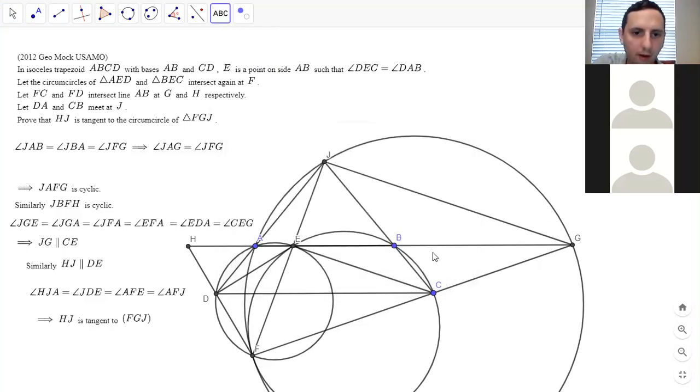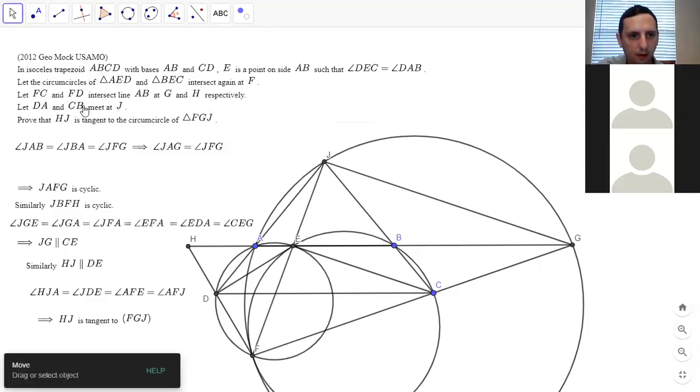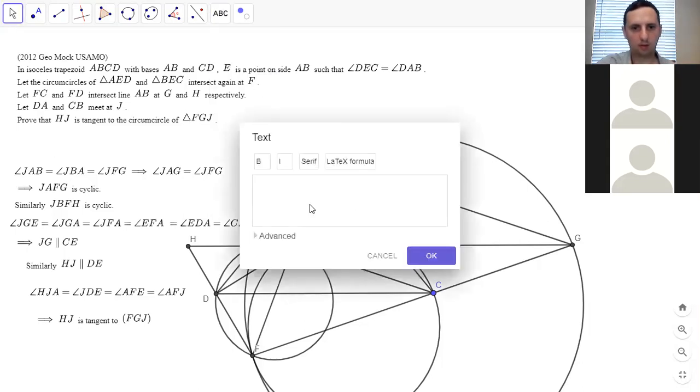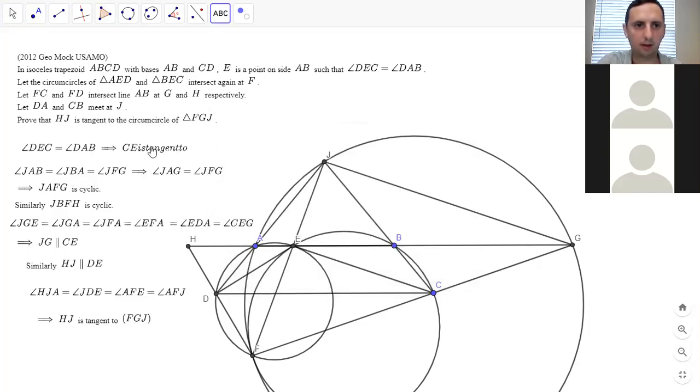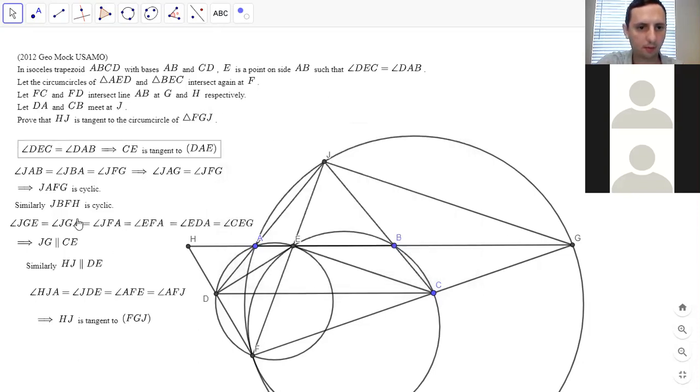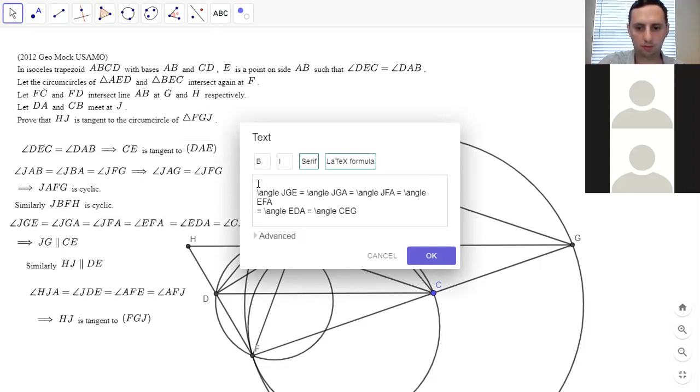So there's one thing that we still have to write out. In this step, I used that CE was tangent to the circle. And I think that's just an angle chase, right? Since angle DEC is DAB, that means that CE is tangent. And then I use that tangent CE in this step.